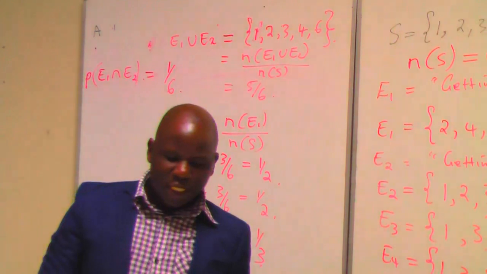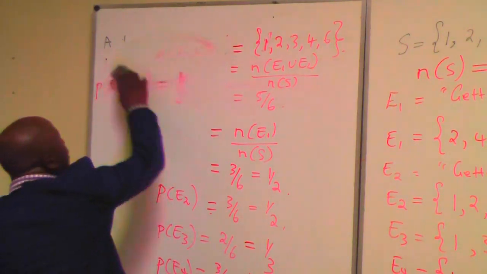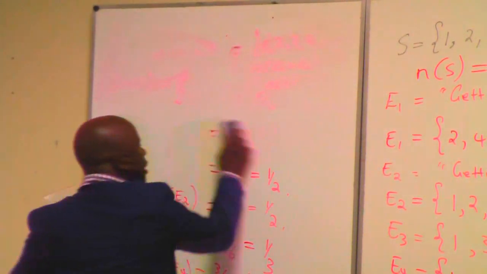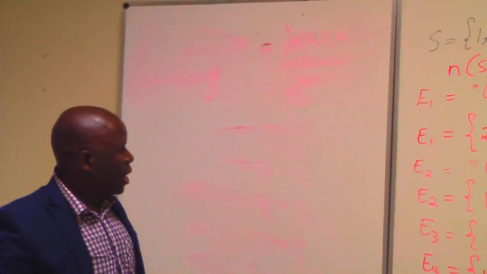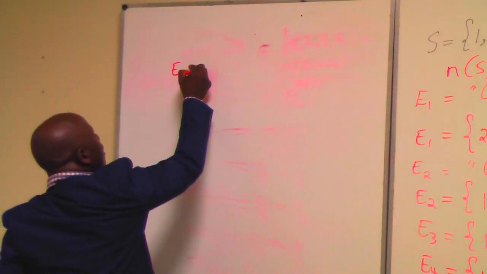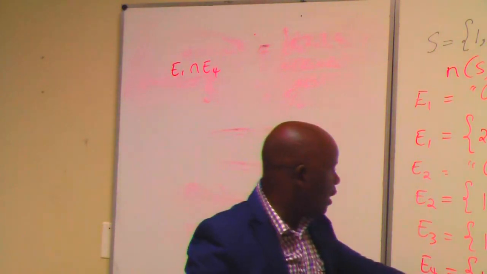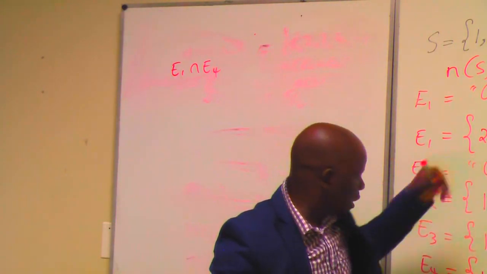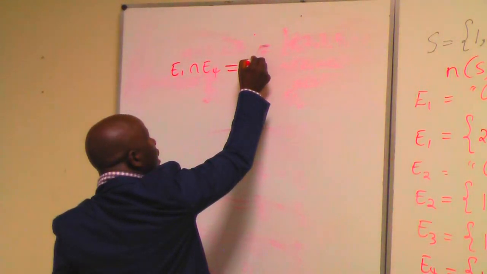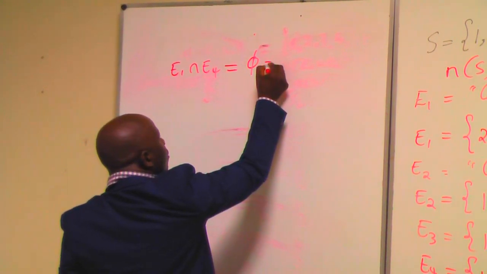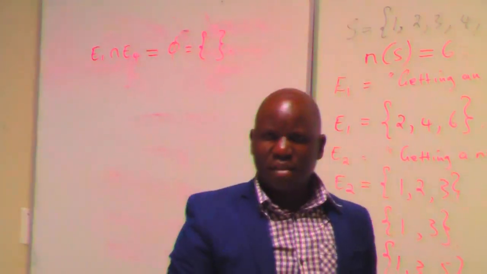Now let us move on to look at E1 intersection E4. I'm going to clean here a bit for you to see what is happening. What is E1? E4 is 1, 3, 5. E1 is 2, 4, 6. Do we have any common element? No. So E1 intersection E4 is the empty set. In other words, it is a rare event.